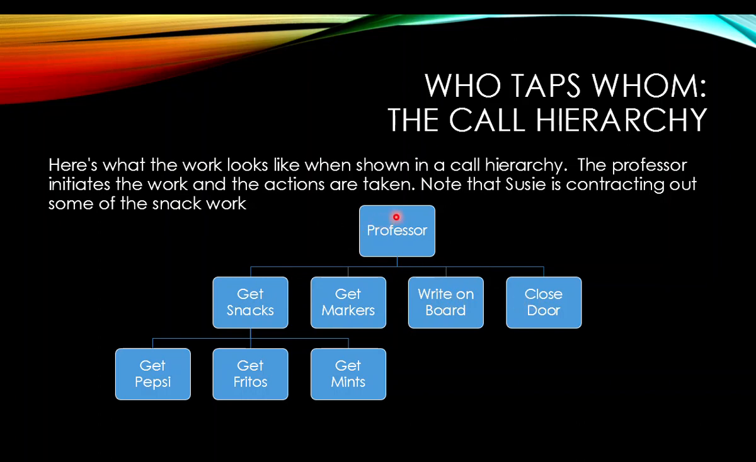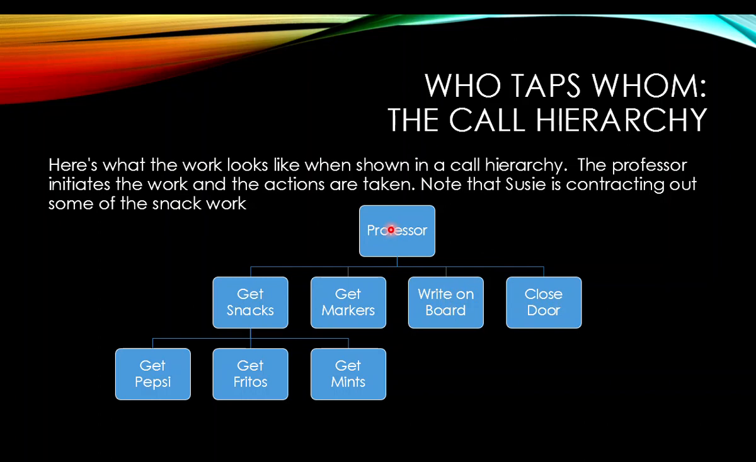So technically, if we could watch this inside the computer, if we could watch what's called the stack and watch the order in which these things are calling, we would see this. Professor calls get snacks. Get snacks calls get Pepsi, and that comes back. Get snacks calls get Fritos, the Fritos come back. Get snacks calls get mints, the mints come back. Now all the snacks are assembled and returned to the professor. The professor calls get markers, that work is done, the markers come back. Professor calls write on board, that work gets done, and control comes back, which taps the professor on the shoulder. The professor calls close the door, and when that finishes it comes back and the professor is done or can continue with the lecture, whatever he needs to do.